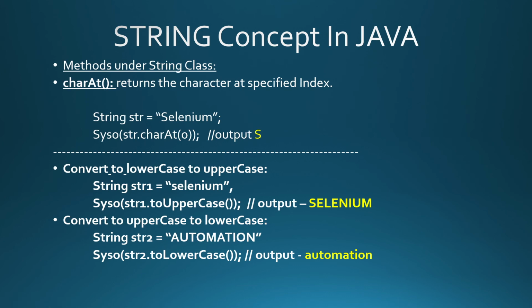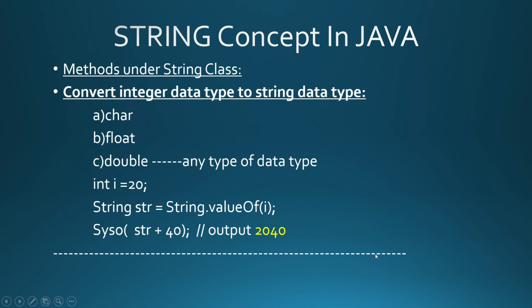And in the same way, how can we convert from uppercase to lowercase? I will convert with the help of the toLowerCase method. String str2 equals AUTOMATION. So these are all uppercase letters, and I am going to convert these uppercase letters into lowercase letters. How can we convert? With the help of the object reference of that class dot toLowerCase. If we do it like this, you will get the output as automation with all small letters.